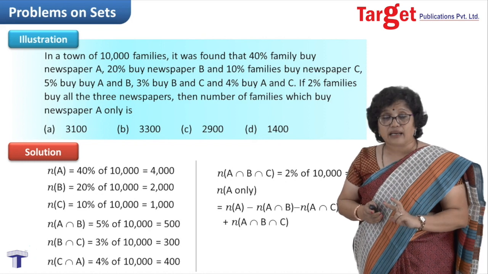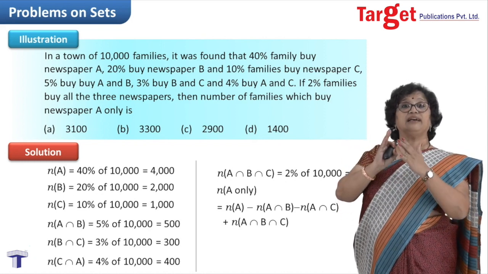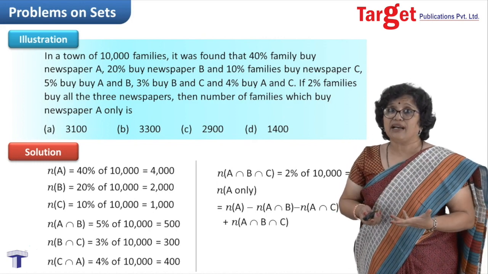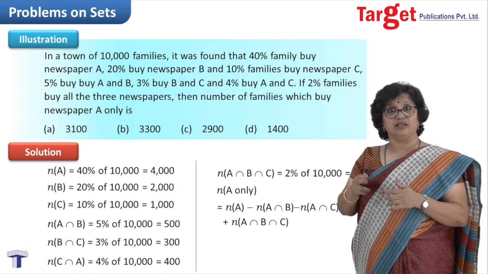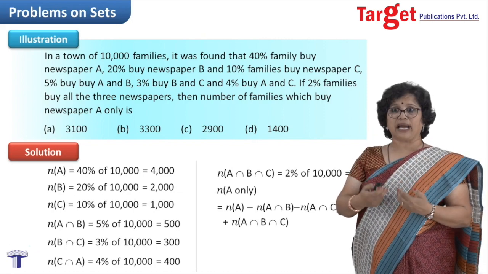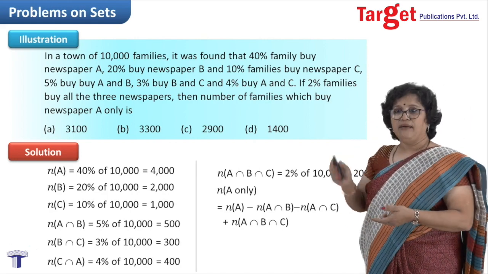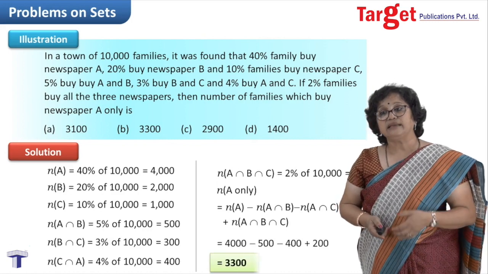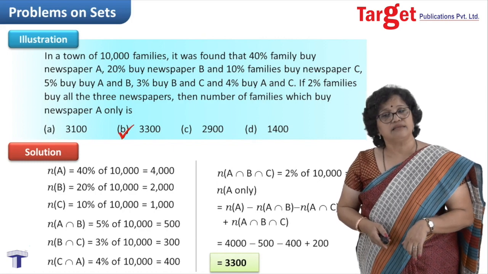Again, when we are subtracting the A intersection B and A intersection C parts, we have deducted something extra. What part have we deducted extra? That is nothing but A intersection B intersection C. So that has been deducted twice, and we will have to add that back. So we write plus N of A intersection B intersection C. Then substitute values everywhere and you get the required number as 3,300. And my answer is B.